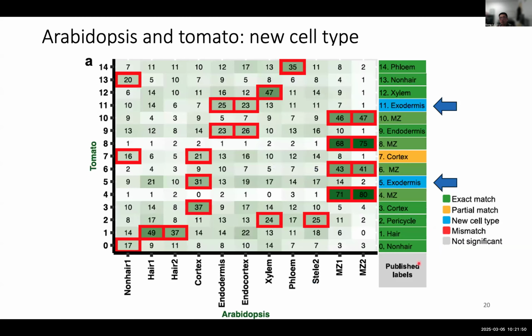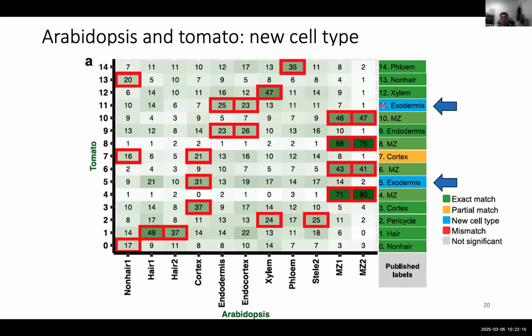The next one is something interesting: when you compare different plant species, there are cases where you start to see cell types that are not in the other species, which in this case is the exodermis, right? The exodermis is a cell type that exists in more than 80% of land plants, but it is just not there in Arabidopsis, though it is in tomato.